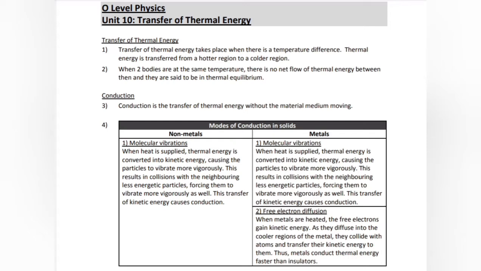4. Modes of conduction in solids: non-metals and metals. 1. Molecular vibrations. When heat is supplied, thermal energy is converted into kinetic energy, causing the particles to vibrate more vigorously. This results in collisions with the neighboring less energetic particles, forcing them to vibrate more vigorously as well. This transfer of kinetic energy causes conduction.